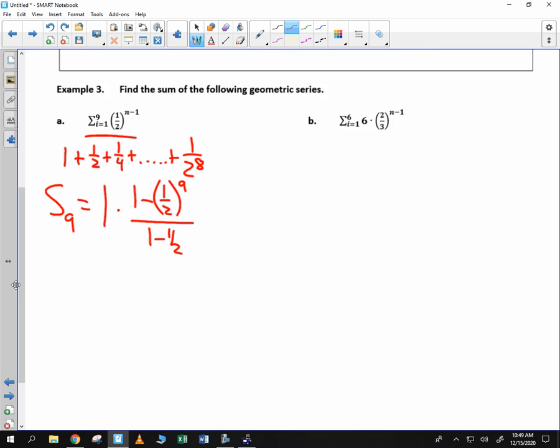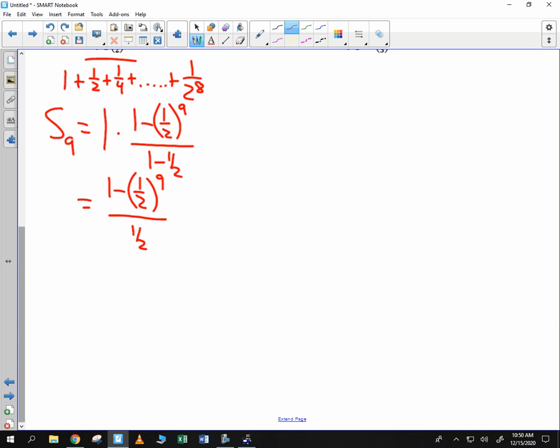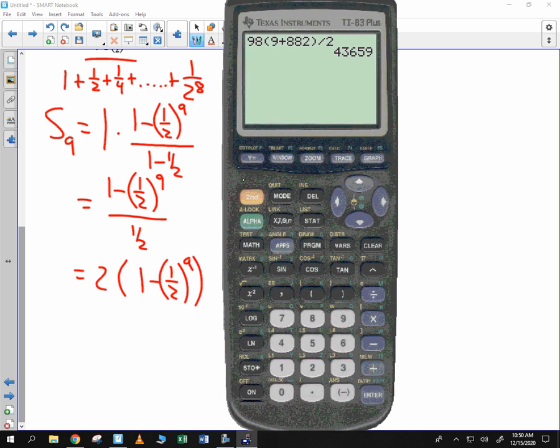Now, all we need to do is just plug that into our calculator correctly. I'll just show you a way in which I choose to work through this. 1 times, so we can leave the 1 alone. So I have 1 minus 1/2 to the 9th power over 1 minus 1/2 is 1/2. And dividing by 1/2 is the same thing as multiplying by 2. So 2 times 1 minus 1/2 raised to the 9th power. So that's what I'm going to plug in. That will be a little bit easier.